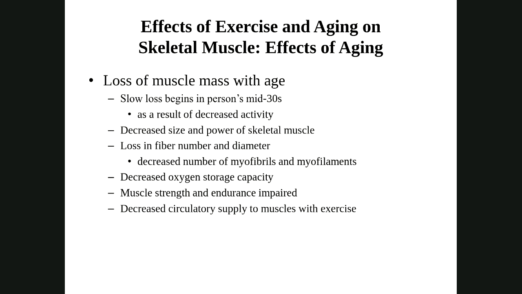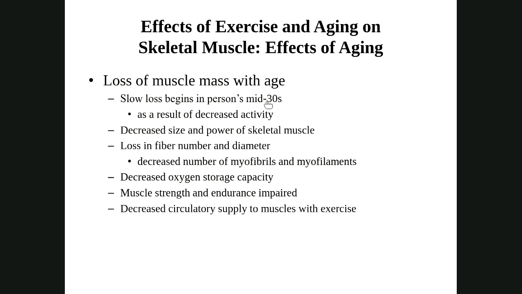Now, as we get older, we know that everything craps out, right? The muscles are going to get smaller. They're going to become less powerful. We're going to start to see issues with oxygen storage. So our endurance is going to go down. Our strength is going down as well. We don't have as much blood, so we can't exercise as long, and we're not going to repair those muscles quite as fast. And this all starts in your 30s, right?